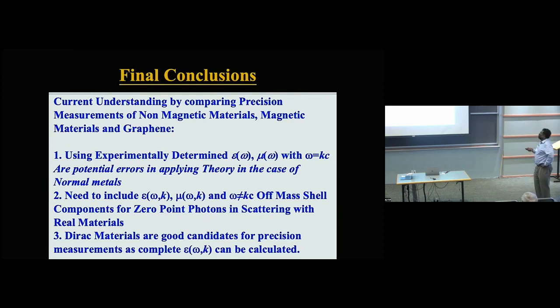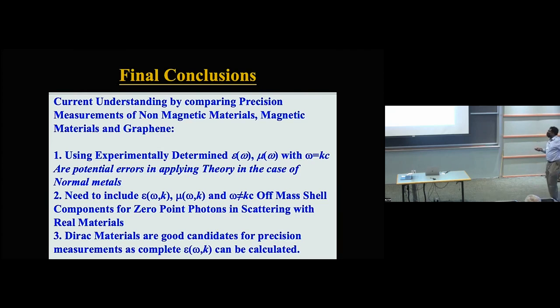The takeaway is the current understanding, by comparing precision measurements of non-magnetic materials, magnetic materials, and graphene. Using experimentally determined local permittivities, which is what we get from the optical tables, and mu of omega, which always involves on shell, omega equals Kc, fluctuations, are potential errors in applying theory in the case of normal metals. This goes for Ricardo's experiments and other experiments as well. We always get disagreement when you put real material properties into calculating the theory of the Casimir force.